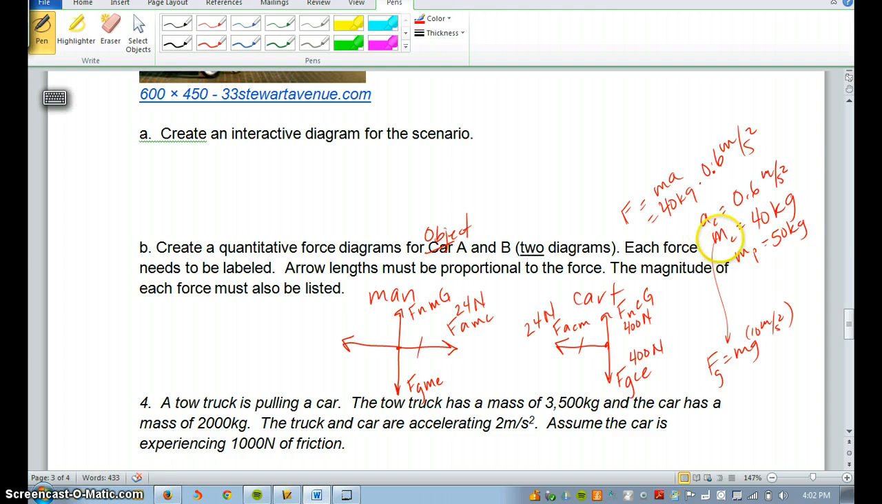The man's gravitational force is going to be 500 newtons. His normal force is going to be 500 newtons, just as we've determined before. But let's see what the net force is for him. So the man is also accelerating 0.6 meters per second squared, but he has a different mass. Remember, F net. In this case, it's going to be 50 kilograms, his mass, times his acceleration, which is 0.6 meters per second squared, which works out to be 30 newtons of net force.